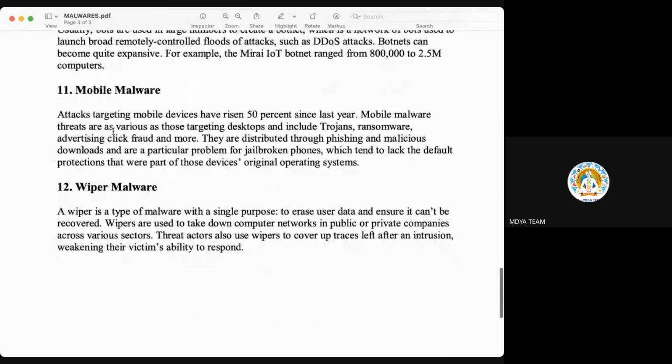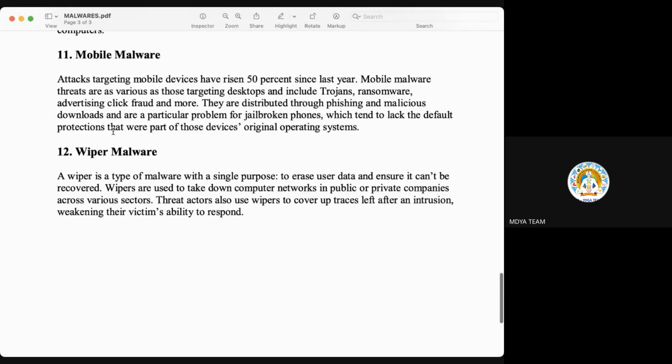Then mobile malware. Like computer malware, there is so much mobile malware also. And they are rising day by day, 50% risen since last year. Mobile malware threats are as various as those targeting desktops, including trojans, ransomware, advertising click fraud, and all. And there is Viper malware.